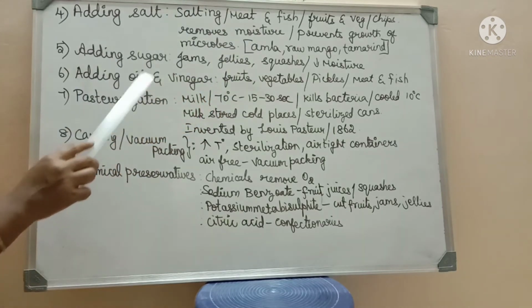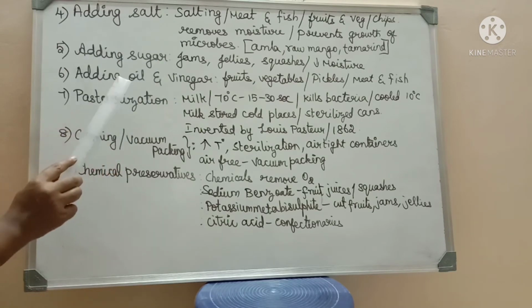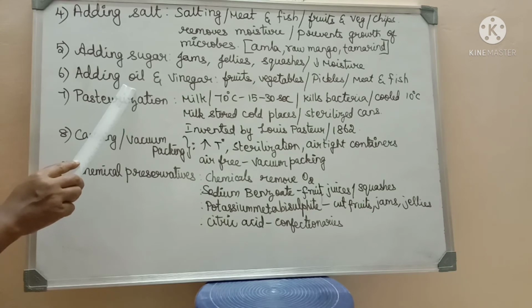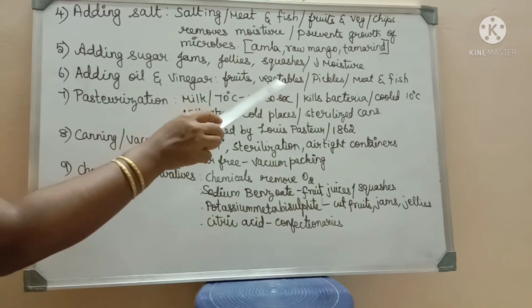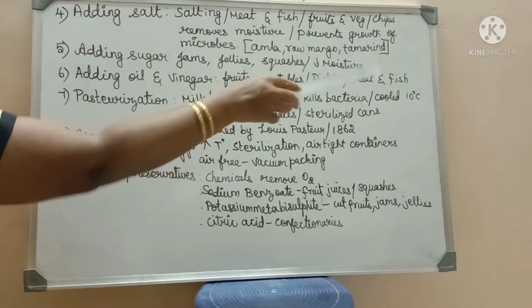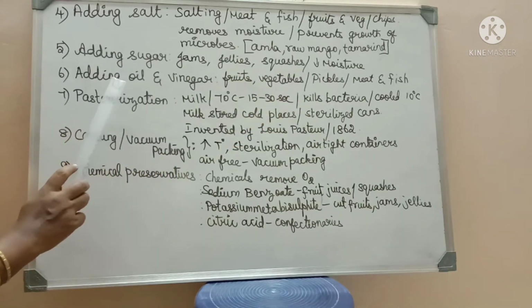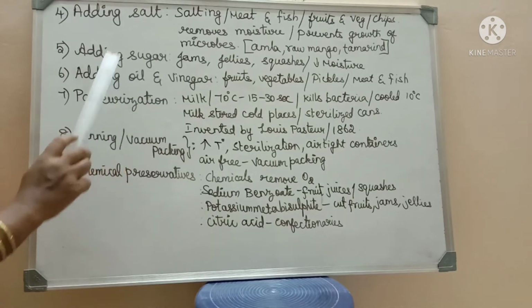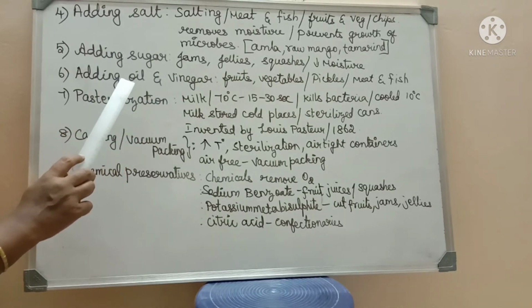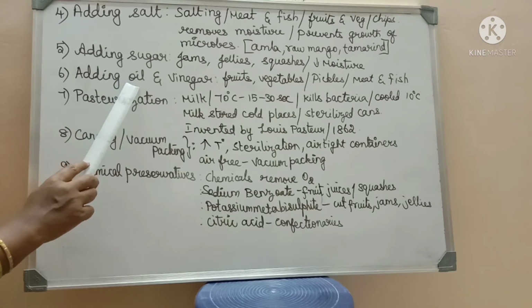Next is adding oil or vinegar. You know very well that pickles are made using oil. When the oil is allowed to float on the surface of the pickle, it does not allow the entry of microorganisms into the pickle. That is a traditional method. Here fruits, vegetables, pickles, meat, fish, all those substances are preserved using either oil or vinegar. In the northern side we hear that they use mustard oil.